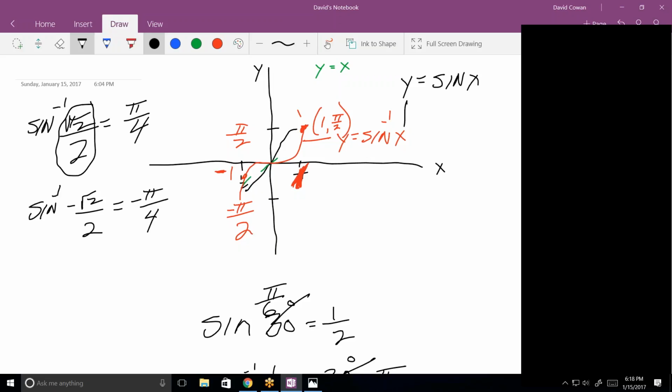So inverse sines of positive arguments give you first quadrant angles. This area here is first quadrant. And negative arguments give you not the third quadrant, but the fourth quadrant, which is a negative angle.